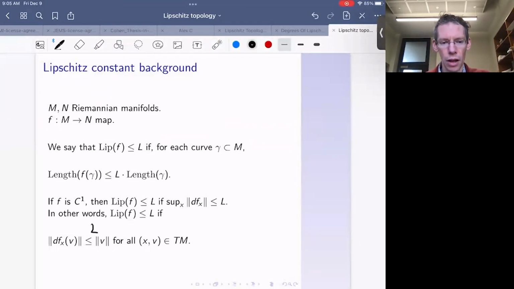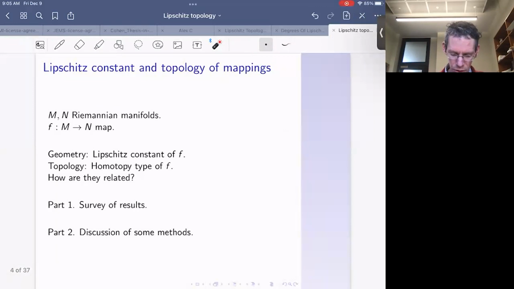And for all the things we'll talk about, it's fine to imagine that our maps are smooth. So you can have that in mind if you like. So that's the Lipschitz constant. And then the question again is, how is that geometric feature of the map related to its homotopy type? And in the first part, I will survey what we know about this question. And in the second part, I'll discuss some of the methods, especially of recent stuff.